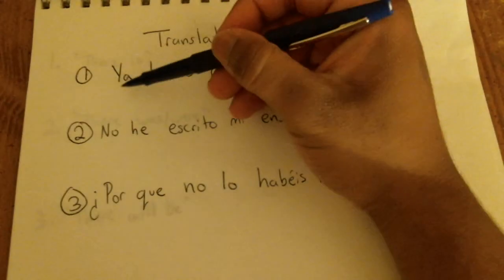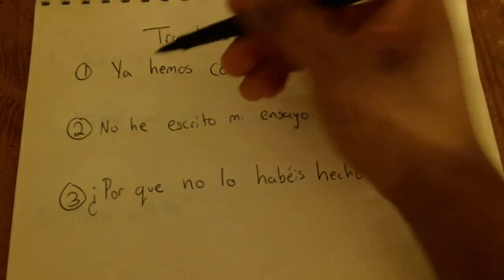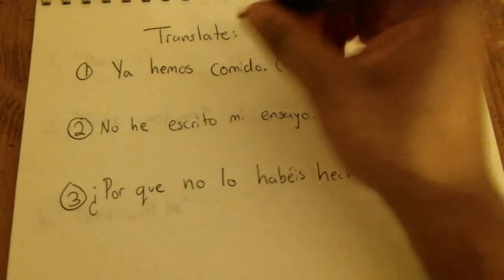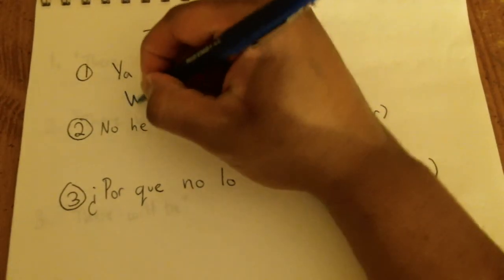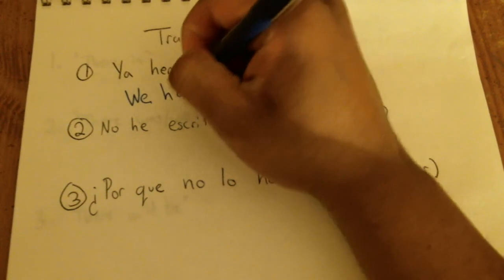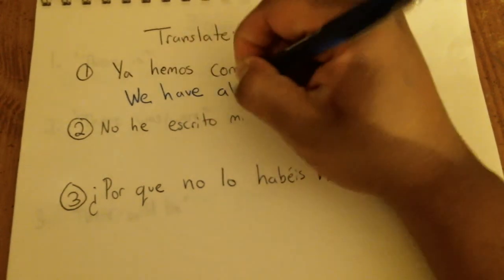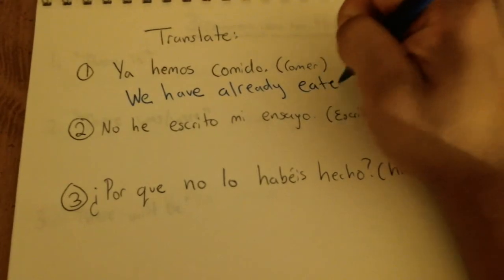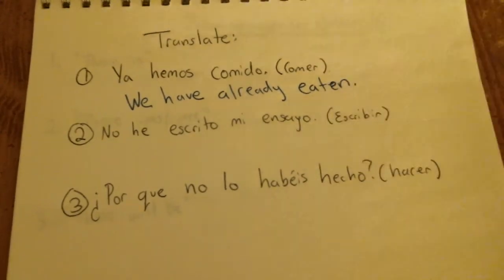You know that ya means already. Hemos is in the nosotros form and comido is from comer, of course. So what this should mean is we have already eaten. Okay, we have already eaten.